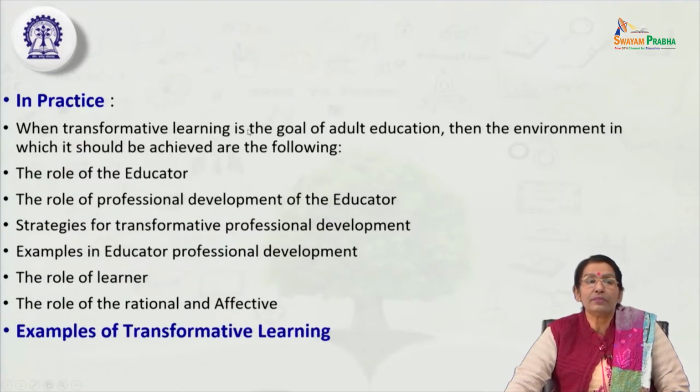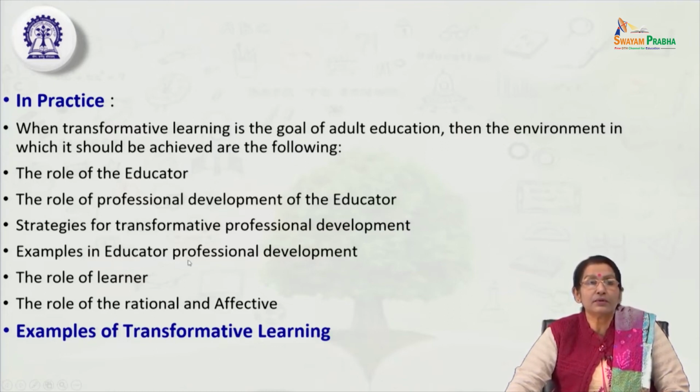Okay. So, now in practice, how can the transformative learning happen? When transformative learning is the goal of adult education, then the environment in which it should be achieved should fulfill certain criteria, like the role of the educator. It has to be very much specified what the role of the educator is, the professional development of the educator who is going to educate and train the learners. So, what is his professional development background? Then the strategies of transformative professional development, what strategies they are going to adopt.